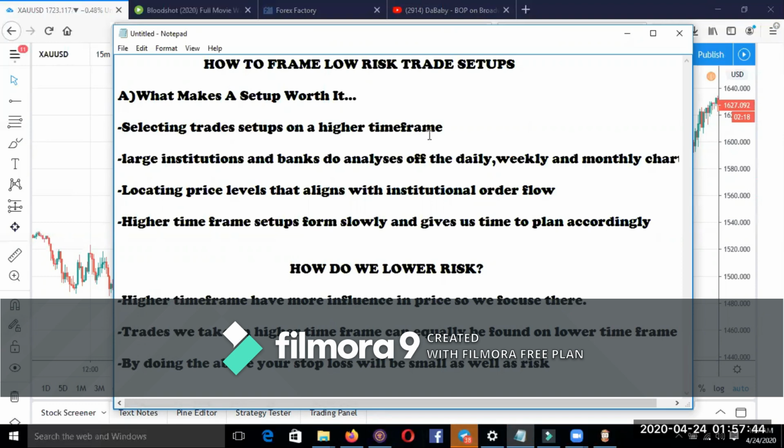Selecting the trade setup on higher time frame. Large time frame is where banks do the analysis. We did our analysis on the 4 hour, which is almost like a daily. Locating price levels that align with institutional levels, we locate and we respect the order blocks. Higher time frame setups give us time to plan accordingly and enter our trade setup with little risk. And finally, by doing all the above, stop loss will be small and risks will be as well.